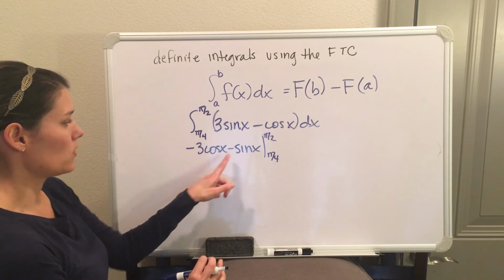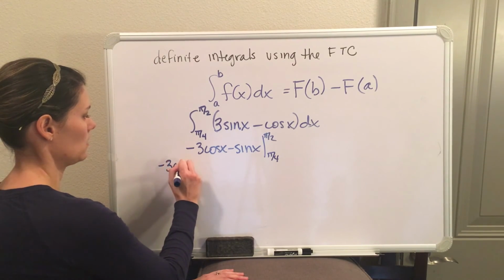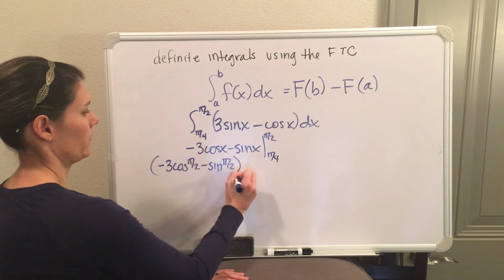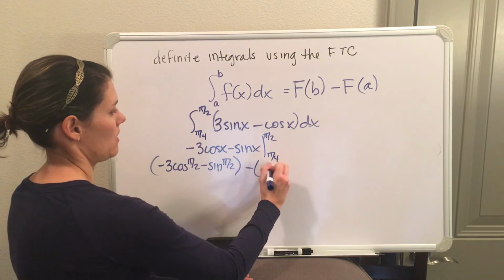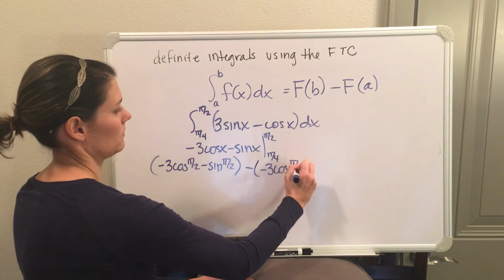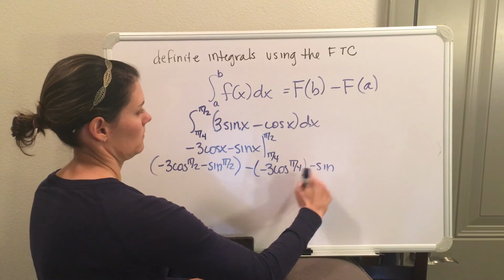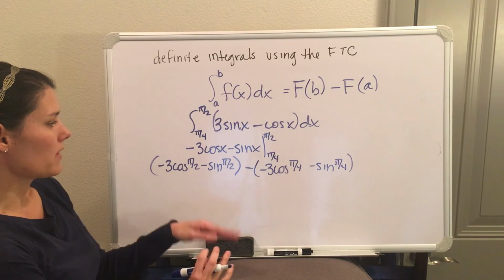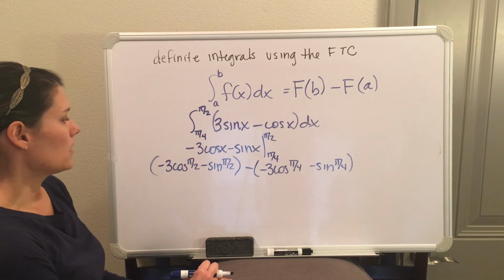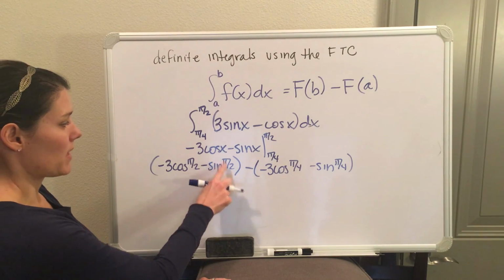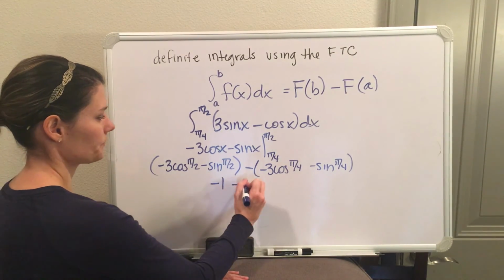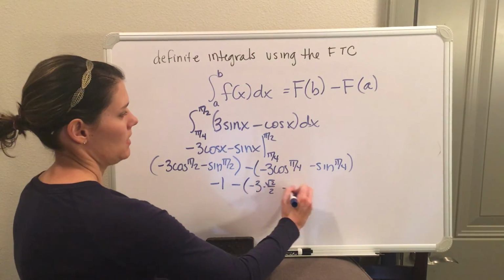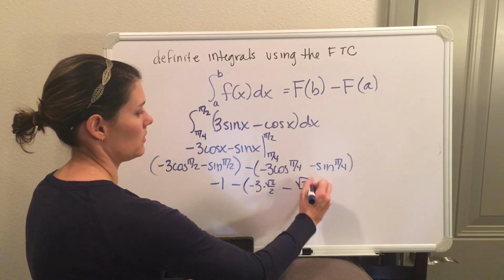So plug pi over 2 into the function first. Make sure you plug it into both x's. And then minus, now plug in pi over 4. From here, you do need to remember your ratios to evaluate the trig. Cosine of pi over 2 is 0. And so sine of pi over 2 is just 1, so that one works out nicely. Cosine of pi over 4 is root 2 over 2. And sine of pi over 4 is also root 2 over 2.